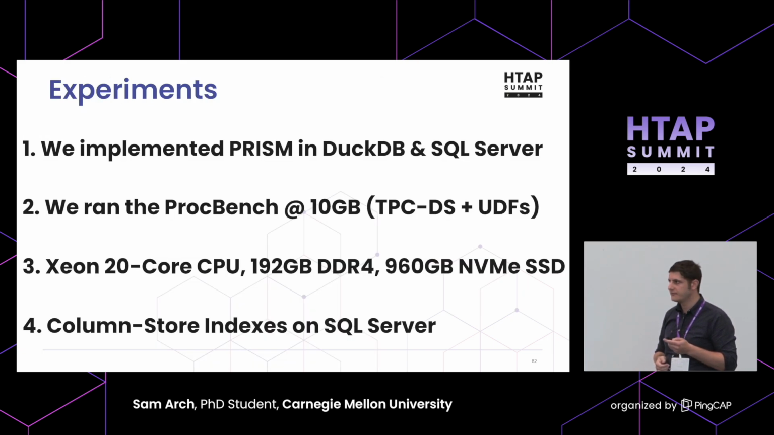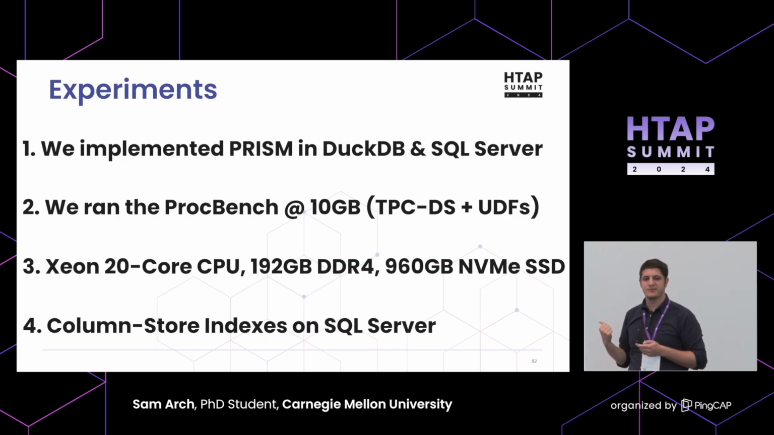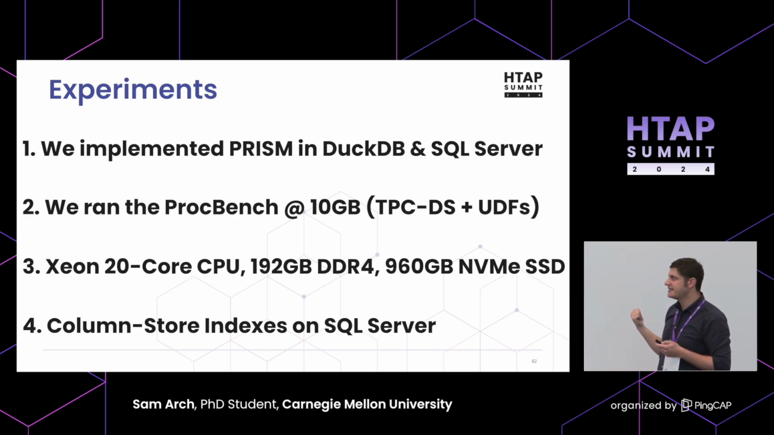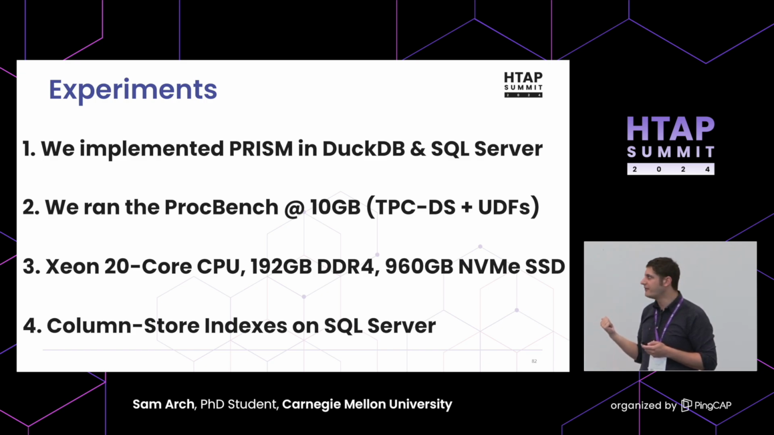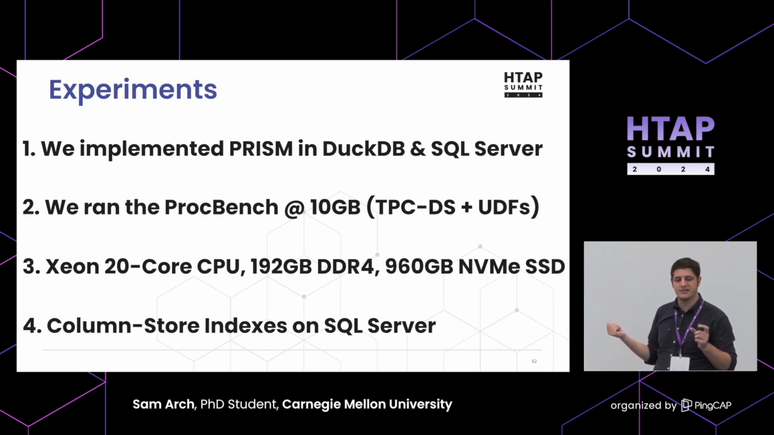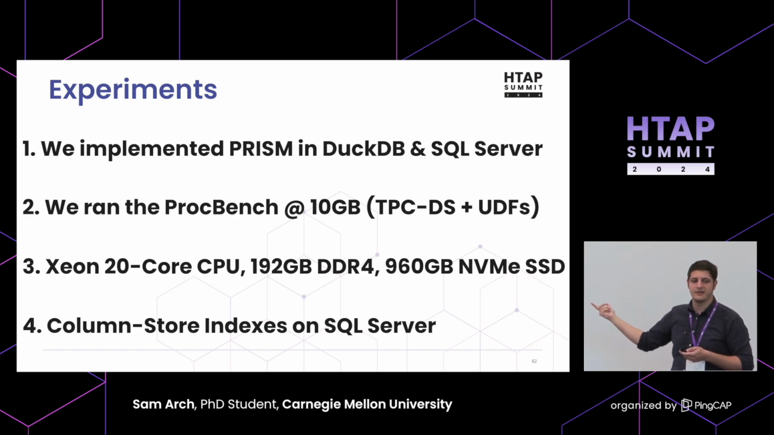So going into the experiments, we implemented this Prism approach in DuckDB and also SQL Server, and we ran this Microsoft ProcBench at a 10 gigabyte scale factor. Like I was talking about before, it's essentially just TPC-DS rewritten to use these real-world UDFs. We ran on a Xeon 20-core CPU with hyperthreading, 192 gigs of DDR4 RAM, and a 960 gig NVMe SSD drive, and we built column store indexes on SQL Server. SQL Server is a row store, but we created column store indexes, and that essentially allows it to push scans, predicates, and expressions on columnar storage instead of row storage.